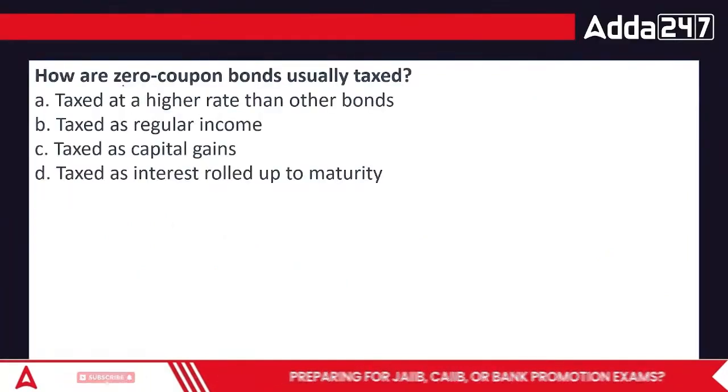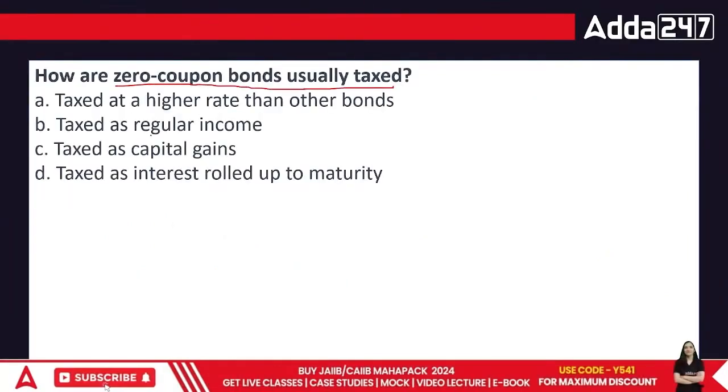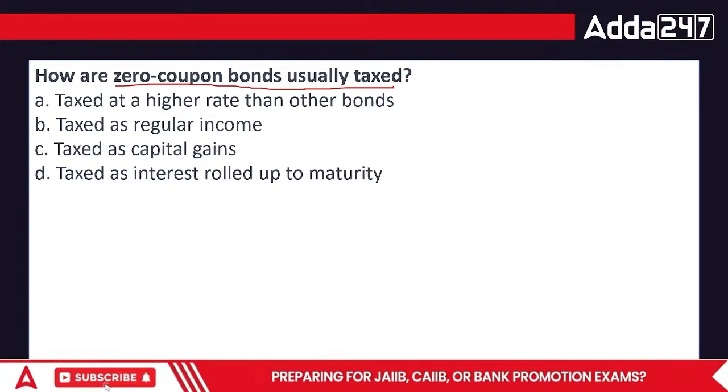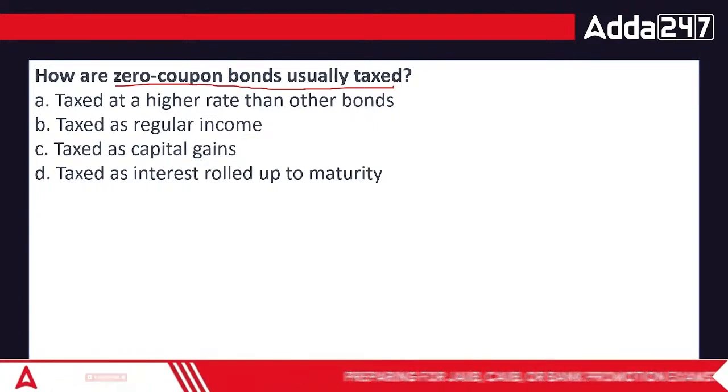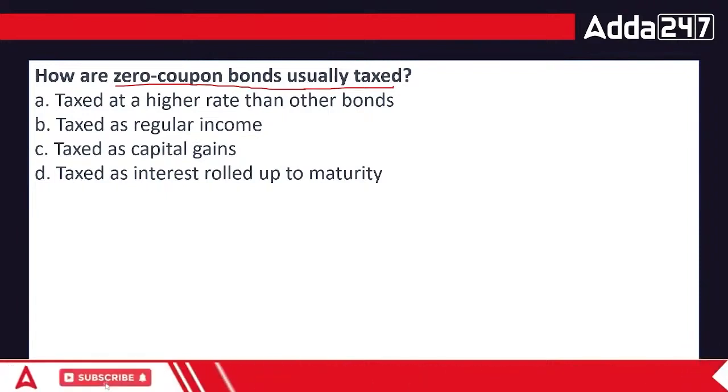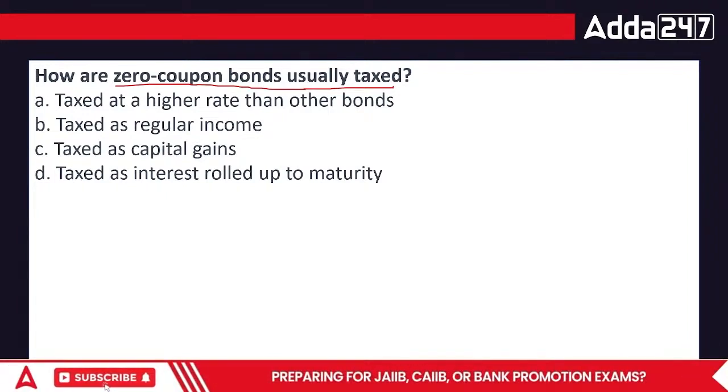Acha. How are zero coupon bonds usually taxed? How are they taxed, everyone? How do you put tax on it? Taxed on a higher rate of interest than other bonds, taxed as a regular income, taxed as capital gains, or taxed as interest rolled up to maturity. Zero coupon bonds are everything.